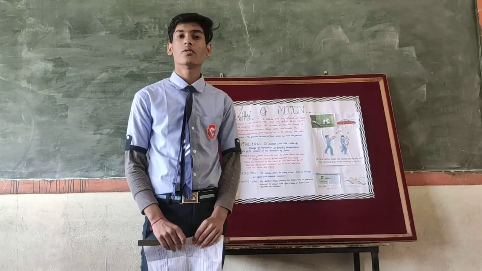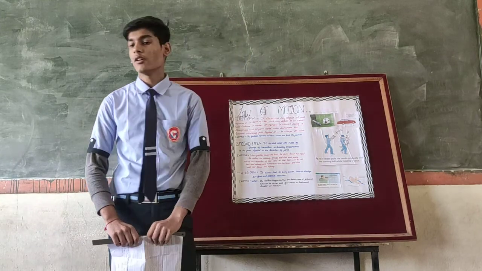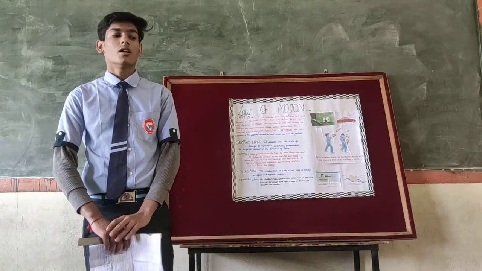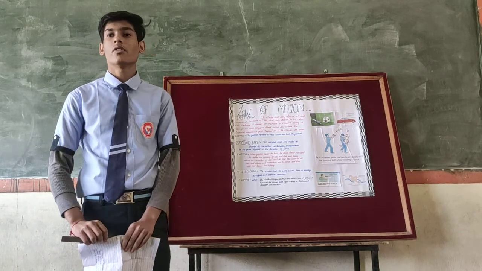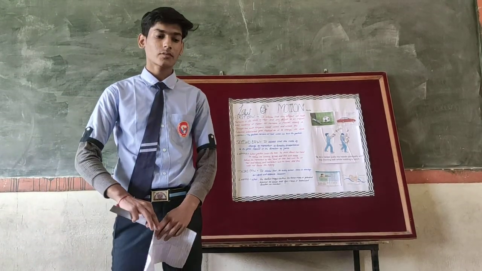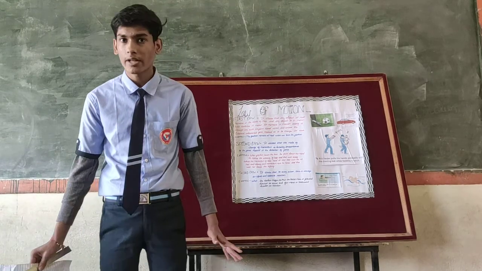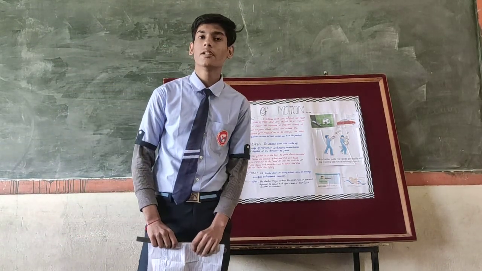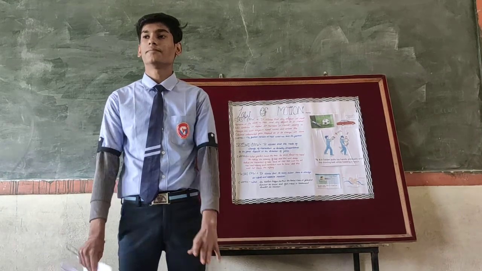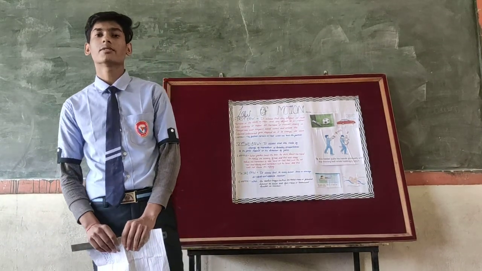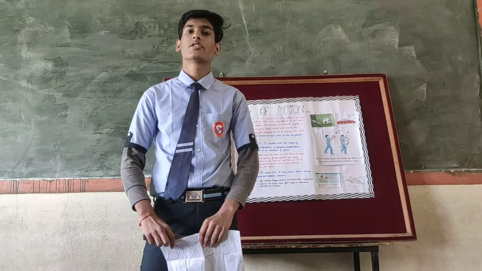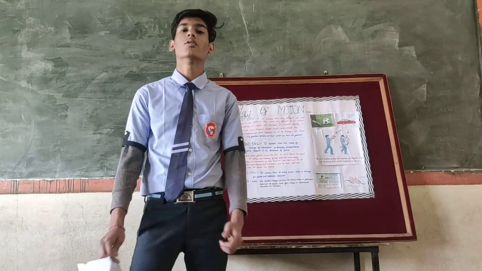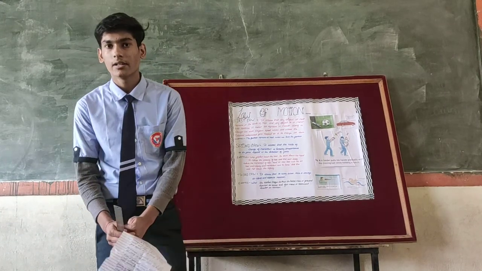The third law of motion states that for every action there is an equal and opposite reaction. It means for every action there will always be an equal and opposite reaction. For example, if we trigger the gun, the bullet comes out in the forward direction as action, and the gun moves in the backward direction as reaction.